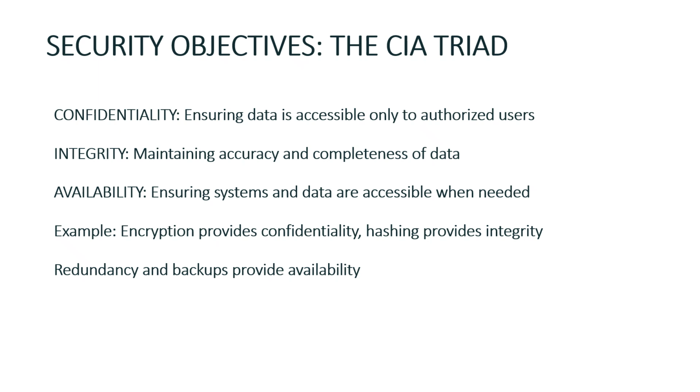Availability ensures that systems and data are accessible when needed through redundancy, backups, and disaster recovery planning. Real-world example: encryption provides confidentiality, hashing provides integrity, and redundant servers with backups provide availability. All three objectives must be balanced for effective security.